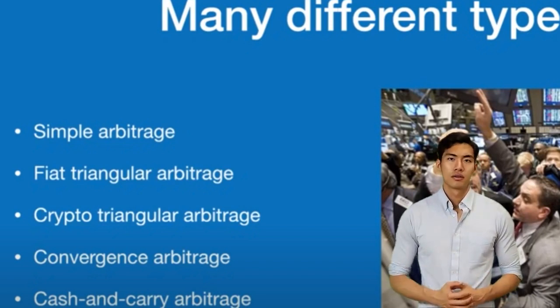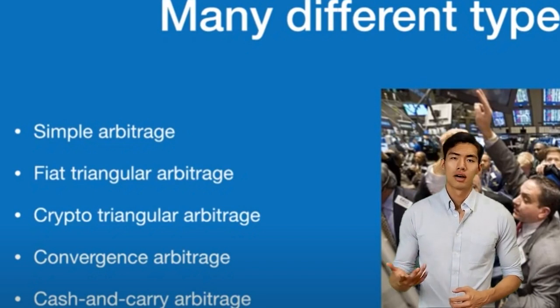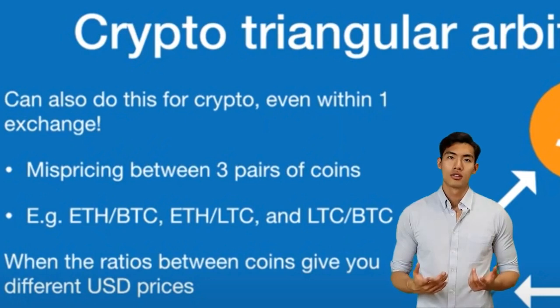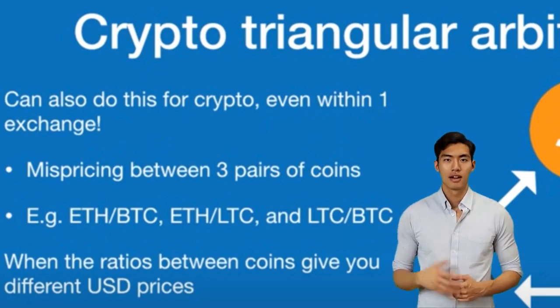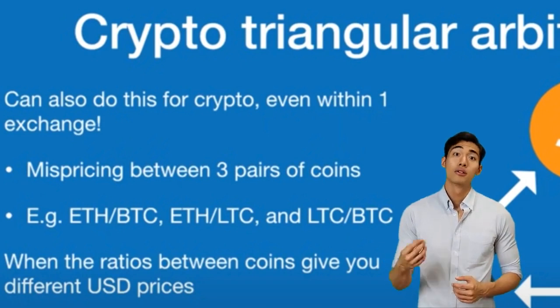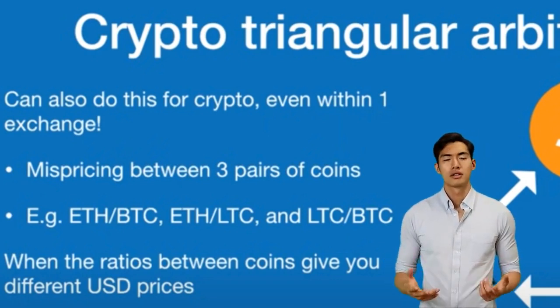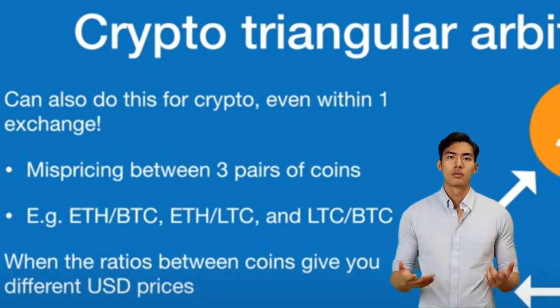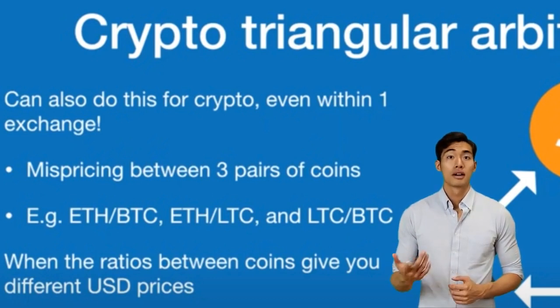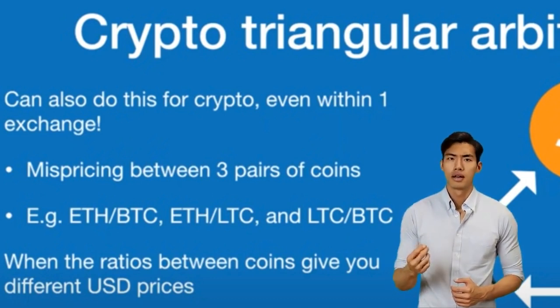An example is the kimchi premium. Remember, back in the bull run, South Korea had a huge premium, like 30% or something, on Bitcoin. So if it was selling for this amount of dollars here, it would be 30% more in South Korea, and that is called the kimchi premium. A great example of arbitrage opportunities. There are many different types of arbitrage: the simple type, fiat triangular arbitrage, crypto triangular arbitrage, convergence, and cash and carry, and we're going to take a look at each and every one of them in case you're curious.